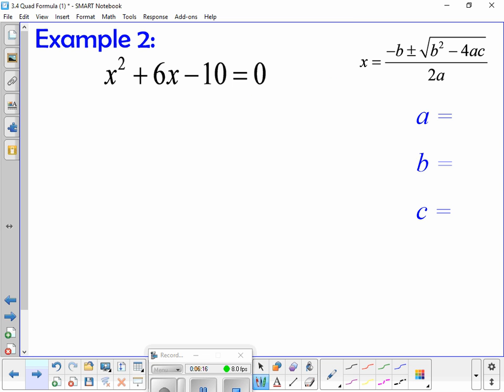We're just going to do, I think, 5 more or so, just to make sure we've covered our bases. So again, x squared plus 6x minus 10 is the equation we want to solve. It's equal to 0. I need to identify my a, b, and c. In this case, a is 1, b is 6, and c is negative 10.